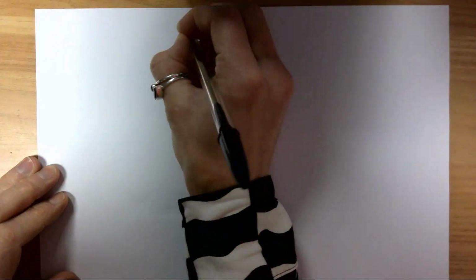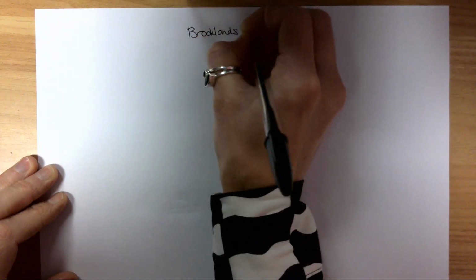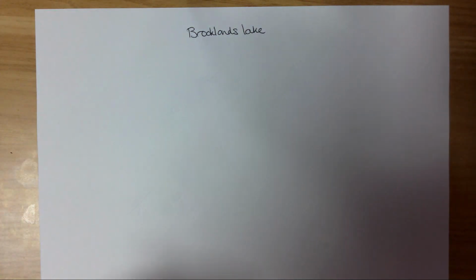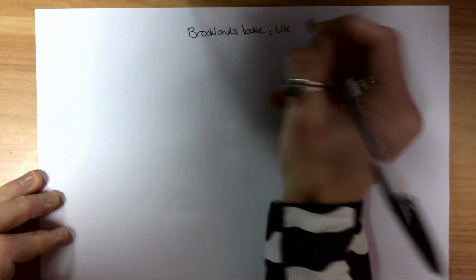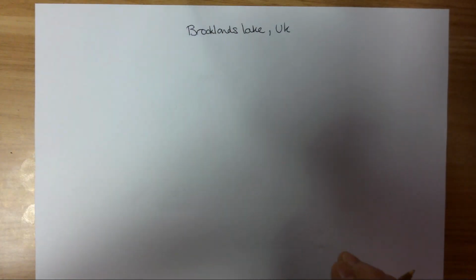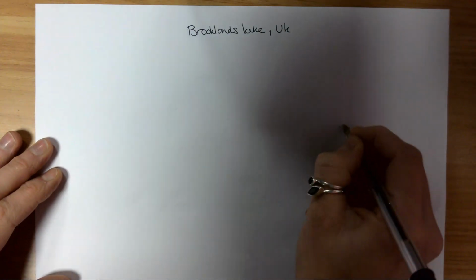Hi all, so in this one we are going to be looking at a small scale ecosystem found in the UK. So we're going to look at Brooklands Lake, which is found between the border of Worthing and Lancing in West Sussex, so it's in the UK. Now in our lake we have a wide variety of organisms, but I'm just going to draw part of our ecosystem here.